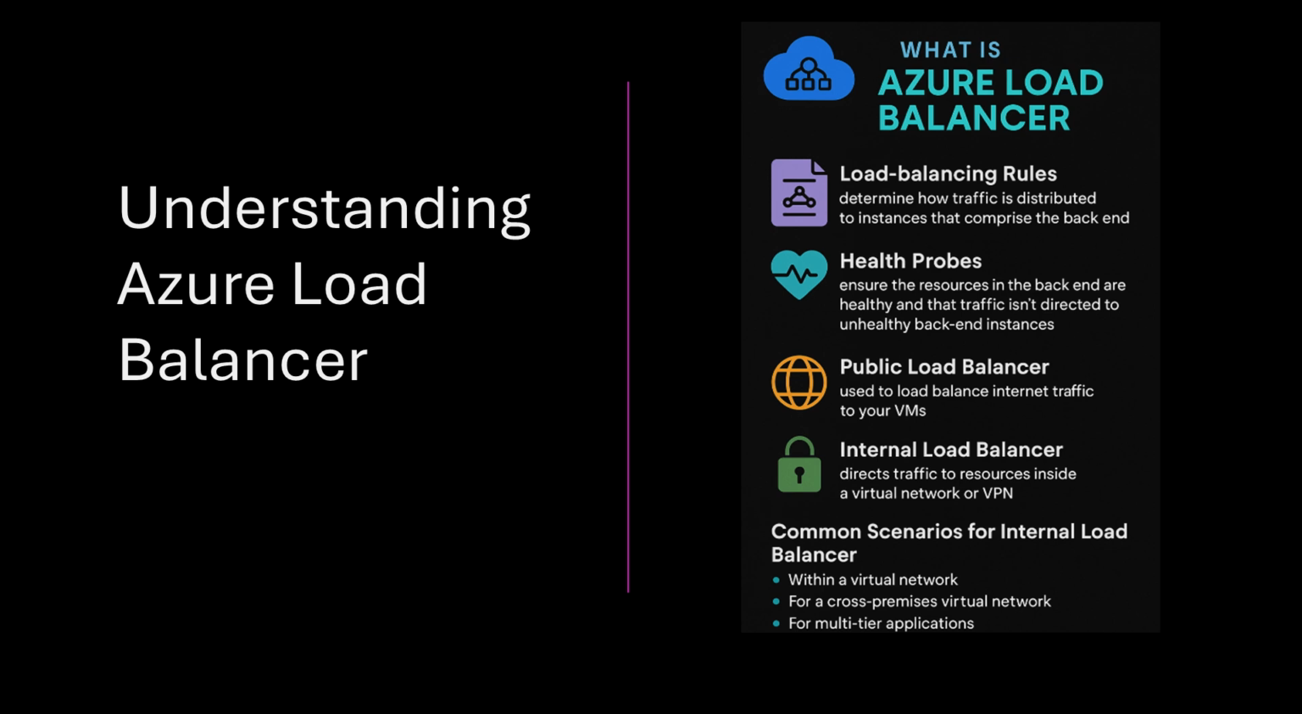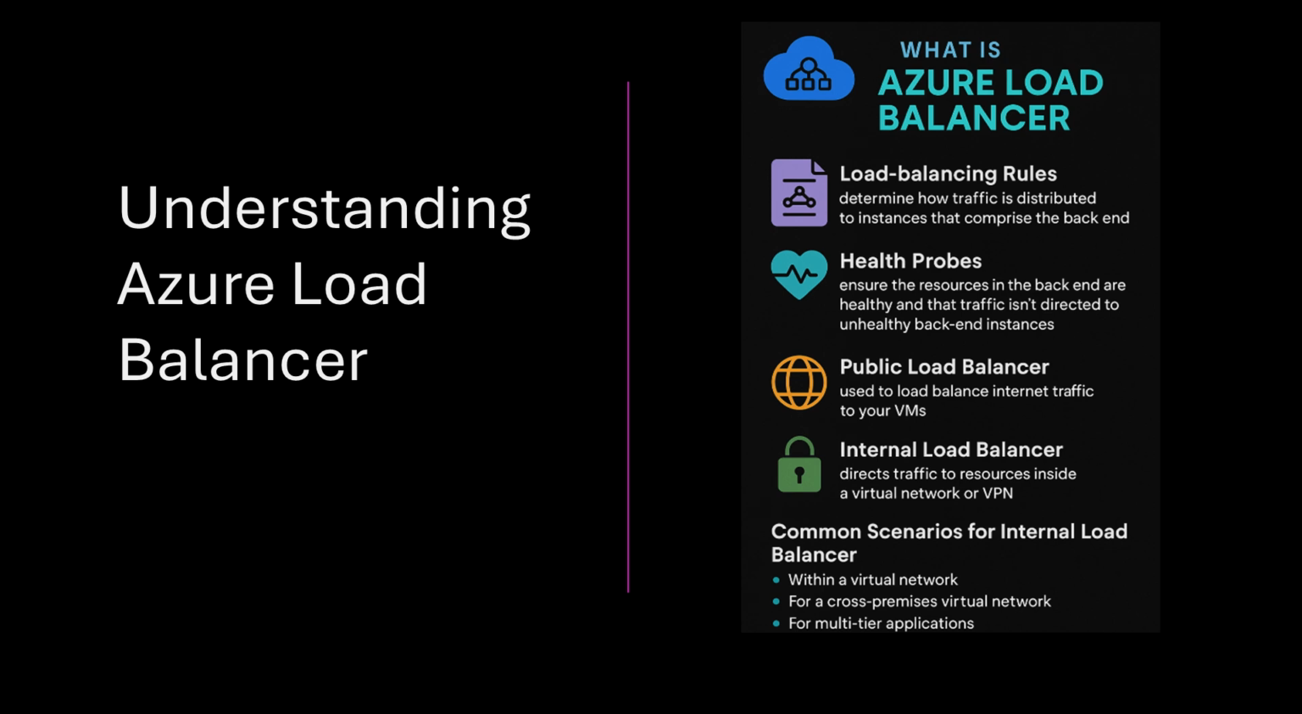Internal or private load balancer is meant for private traffic only within your Azure virtual network or across a VPN connection. It never exposes IPs to the internet. It balances traffic across VMs for backend services like databases, application logic, or internal APIs.